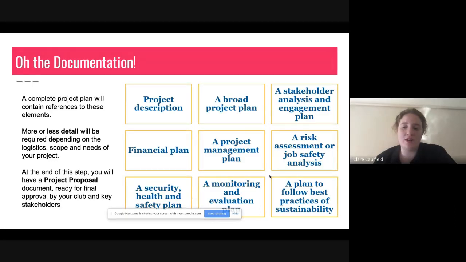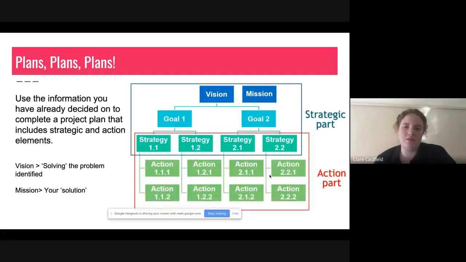And again, we have resources connected to all of these different plans. For example, we have templates, which are blank ones you can use yourself, and worked examples, which are ones that have already been filled out. And then we go to lots of different plans. You use the information that you already decided upon about your project, so what the problem was, what your solution is going to be, and what your strategies are for solving those problems, to complete a project plan that includes strategic elements: your missions and your values that you might pull from your club's strategic plan. And the goals, they might also come from your strategic plan. And then the strategies, and hopefully your projects fall under some of the strategies. And then the action plan is when you take the strategies and you pair them up with actions.